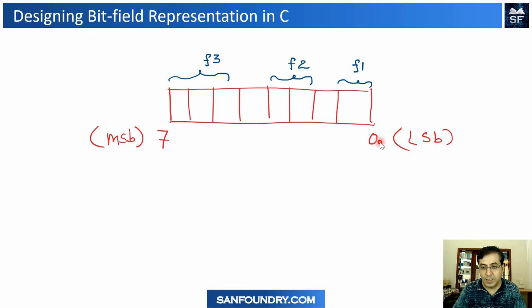Here I'm using 0 to 7 in anticipation that I'm working on, for example, a Little Endian system at this point of time. Okay. So this is least significant. I go towards most significant.